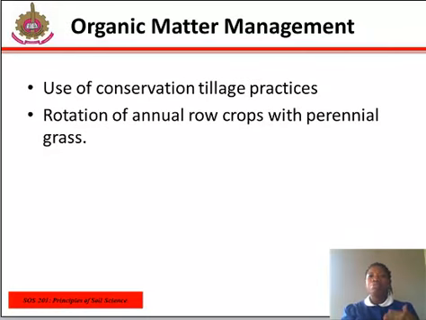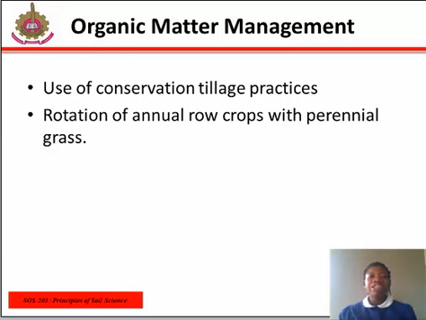Organic matter management. Some practices that help to maintain or increase soil organic matter levels are use of conservation tillage practices, for example, zone tillage or no-till. Tillage exposes the organic matter to air, and it results in the lowering of stable organic matter due to increased mineralization rates and erosion losses. Rotation of annual row crops with perennial grass or legume sods also helps in reducing erosion and building up organic matter as a result of the decomposition of the root mass.